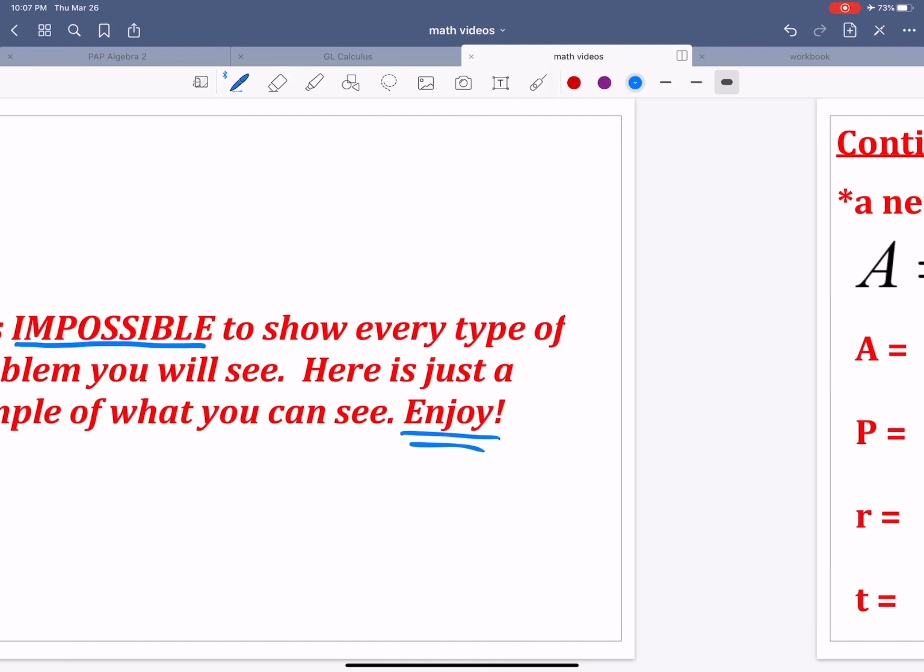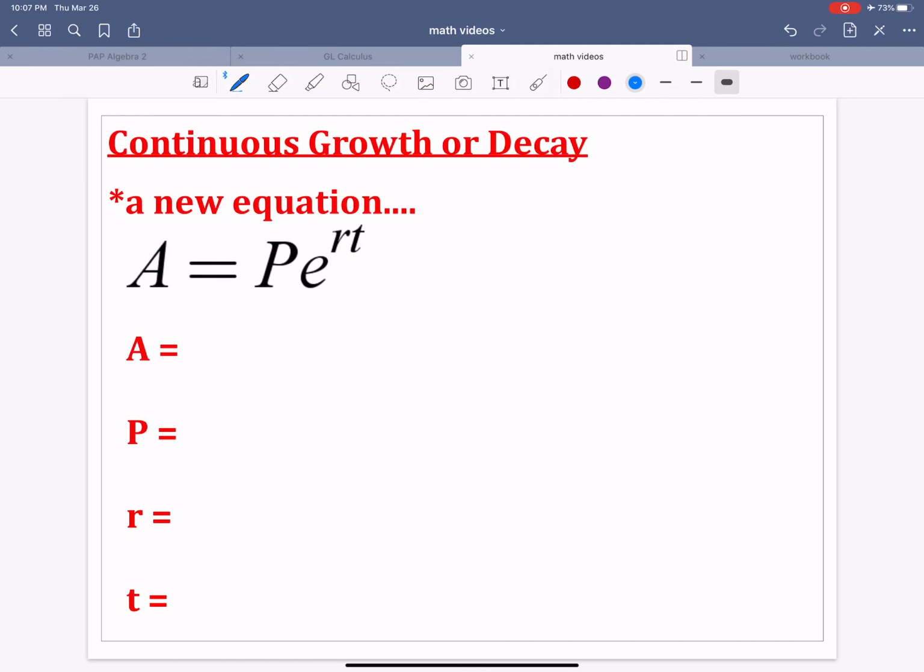So here we go. Get a paper and pencil, and let's talk about this new form of an equation that we're going to use for continuous, keyword continuous, growth or decay. Yes, this is a new equation, but a lot of the variables are going to be the same as discrete growth or decay, which we talked about when we did problems with compounding interest over different intervals of time, different compounding periods.